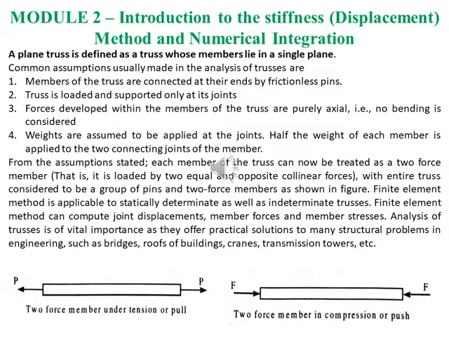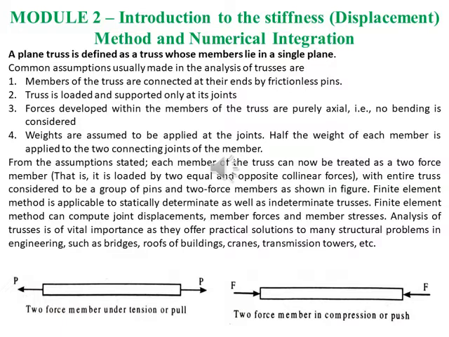From the assumptions, it is very clear that each member of the truss can now be treated as a two force member, that is, it is loaded by two equal and opposite collinear forces, with the entire truss considered to be a group of pins and two force members, as shown in the previous slide.